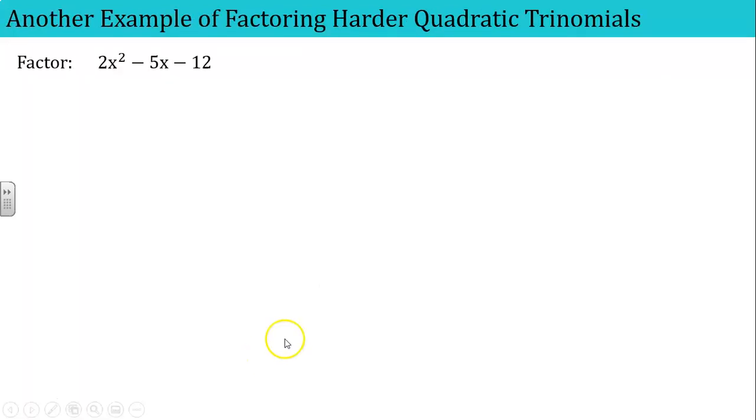So the first step is to look for a greatest common factor, so something that goes into 2, 5, and 12. There is nothing. So that step's already done. Your next step is to multiply your A term and your C term. If you do that, you get negative 24. Our magic numbers are going to be two numbers that multiply to negative 24 and add to our B term, which is negative 5. Once again, I already know what the pair is, so I'm just going to jump right to what the magic numbers are.